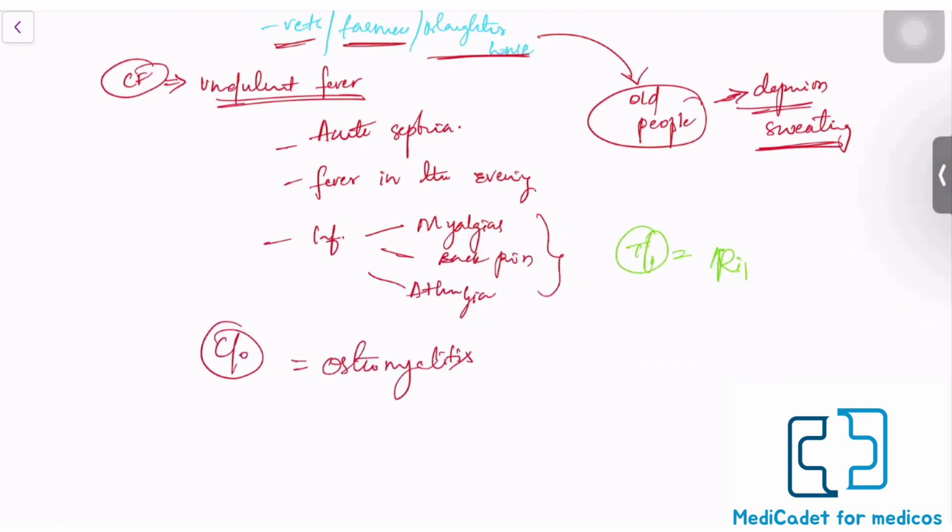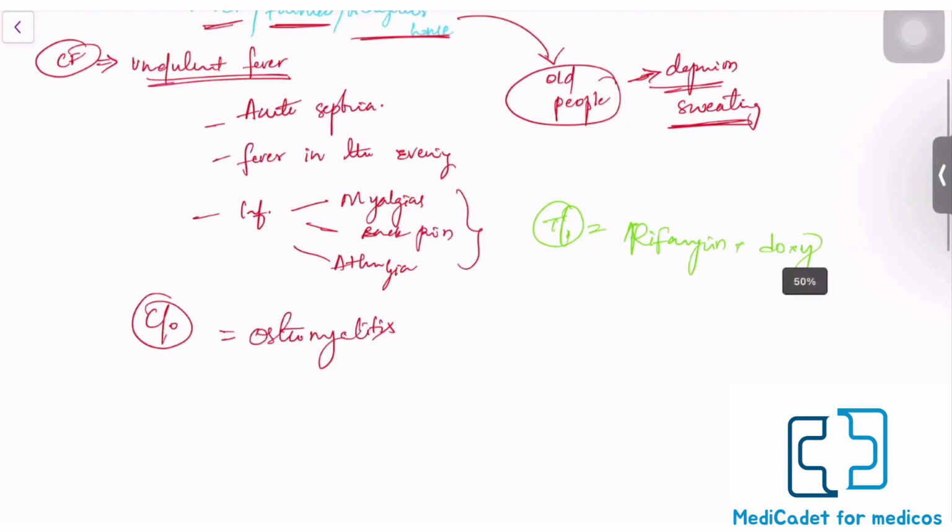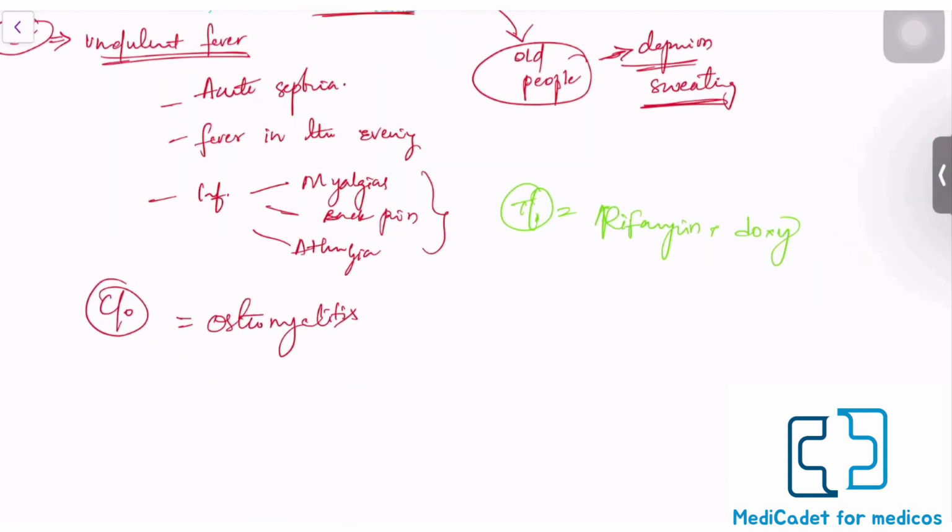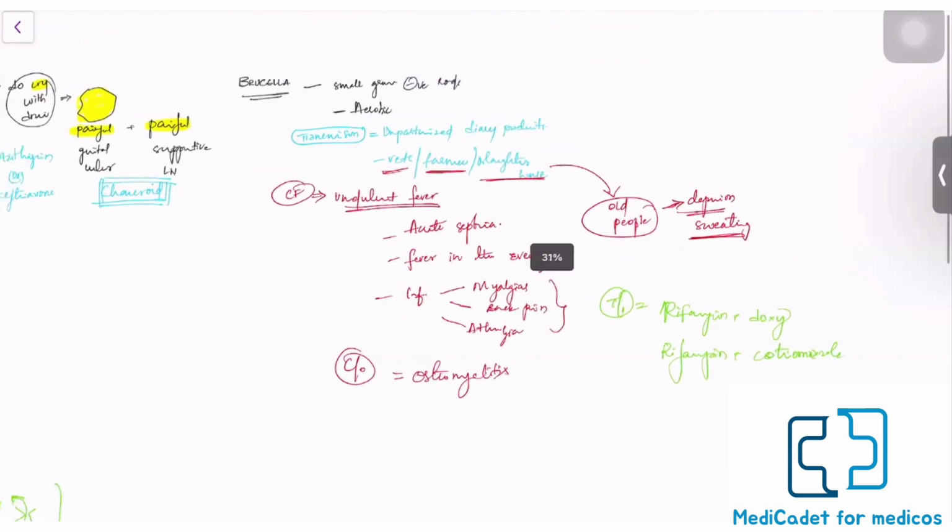The treatment is rifampin plus doxycycline. In children, you generally avoid tetracyclines because of their effect on the bones. So in children, you give rifampin plus cotrimoxazole. And how do you prevent it? Pasteurize the milk and vaccinate the animals, so that's how you prevent the spread. So that should be about brucellosis.